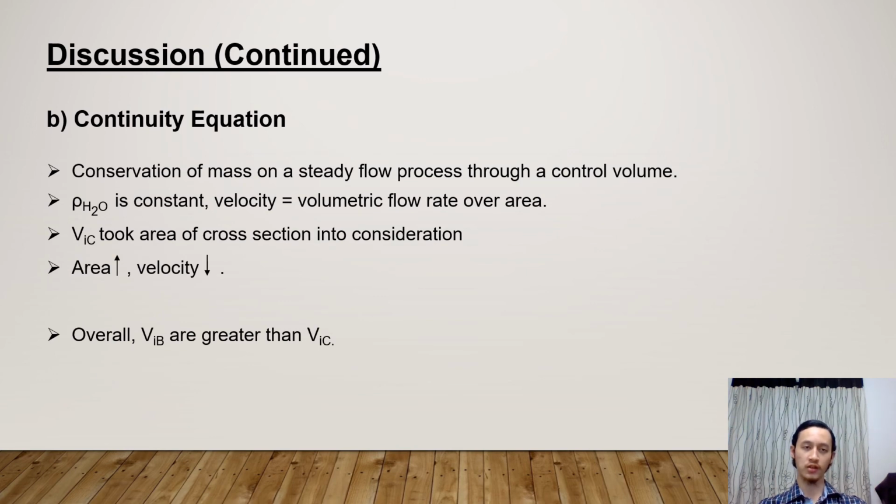For continuity equation, it is the conservation of mass on a steady flow process through a controlled volume. As the density of water is constant, velocity equals volumetric flow rate over area. VIC took area of cross-section into consideration, whereby as the area increases, velocity decreases. Overall, VIB are greater than VIC.